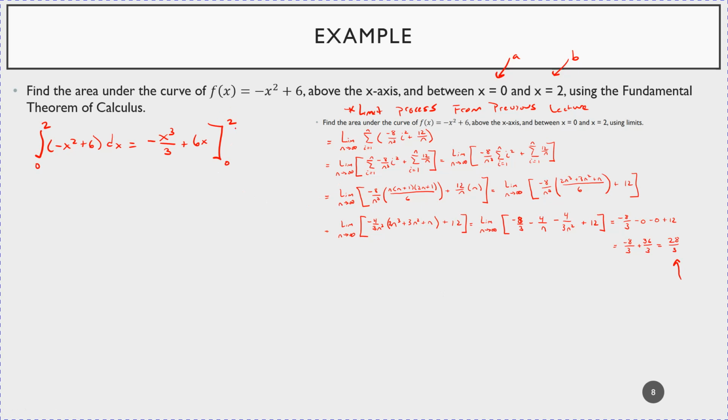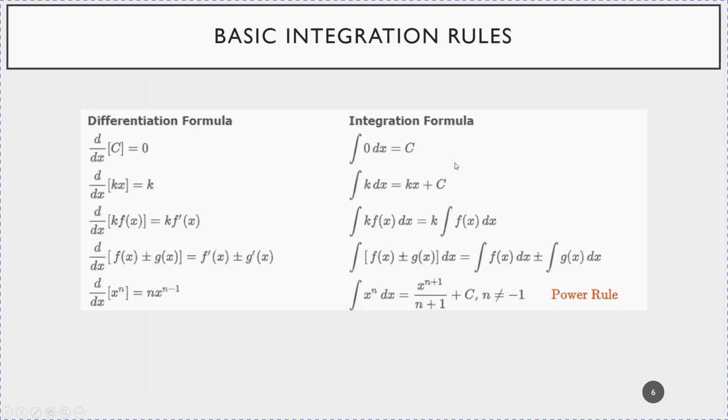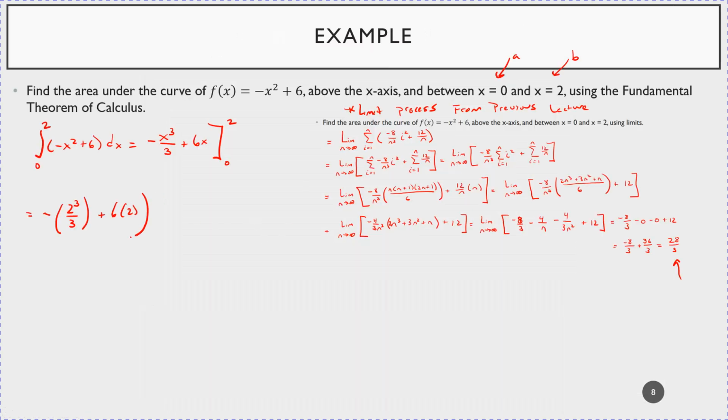What the fundamental theorem of calculus says is, take these bounds and plug them in. So you have minus 2 cubed over 3 plus 6 times 2. That's just this first part here, I'm plugging in the top bound. And then I'm going to subtract away, I'm going to plug 0 in. So minus 0 cubed over 3 plus 6 times 0. And the 0 goes away, so that's fine. 2 cubed is 8, so this is minus 8/3, and then 6 times 2 is plus 12.